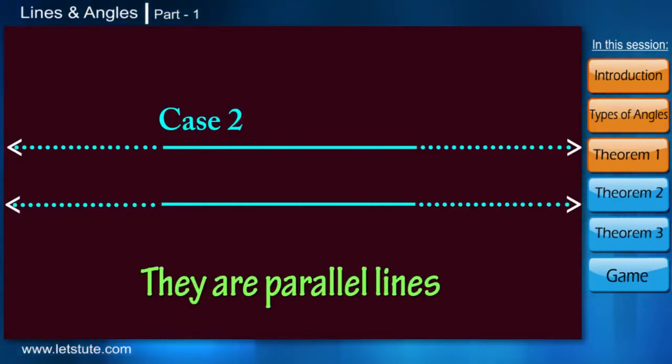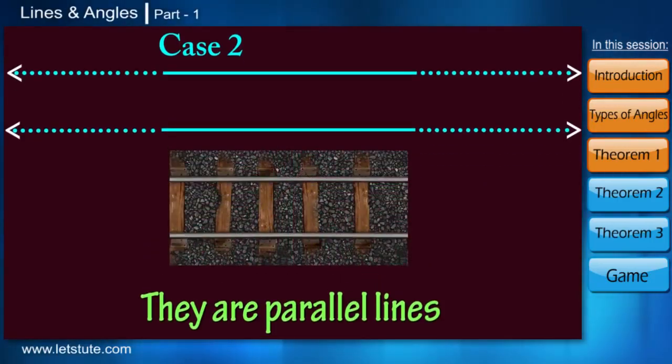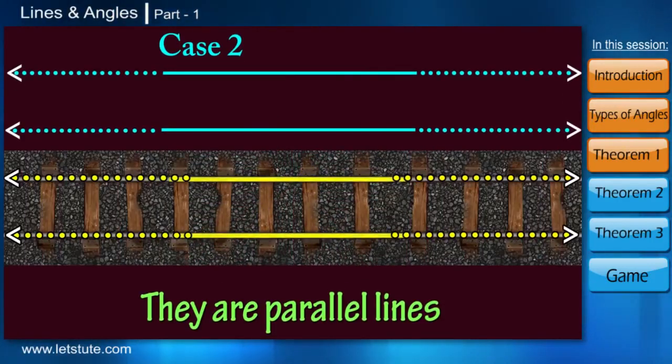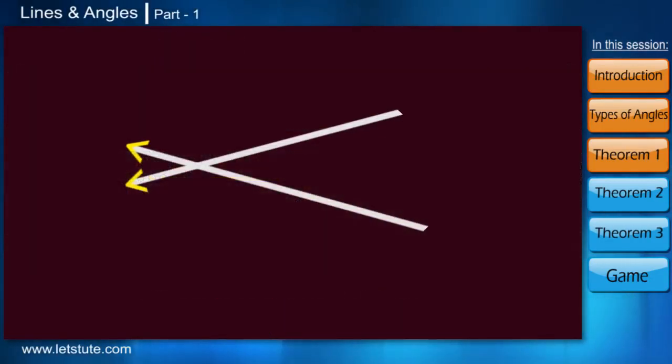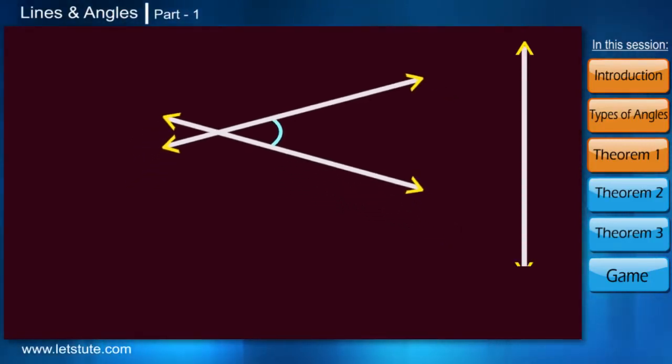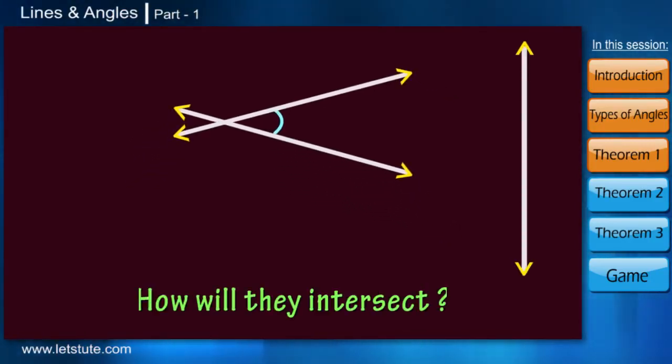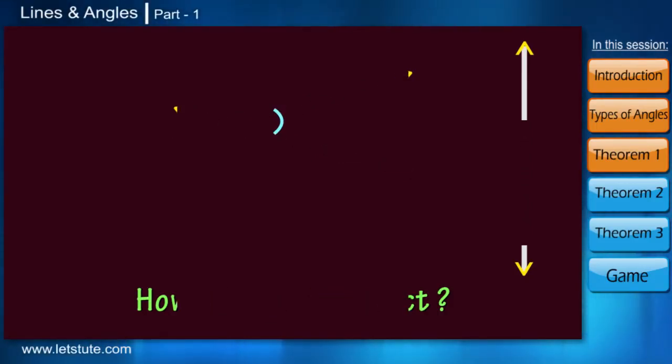Now just imagine this like a railway track. Two tracks are always running parallel to each other, but they never intersect or meet each other. So till now we have only two lines intersecting each other forming one angle. What happens when we have three lines? How will they intersect with each other?